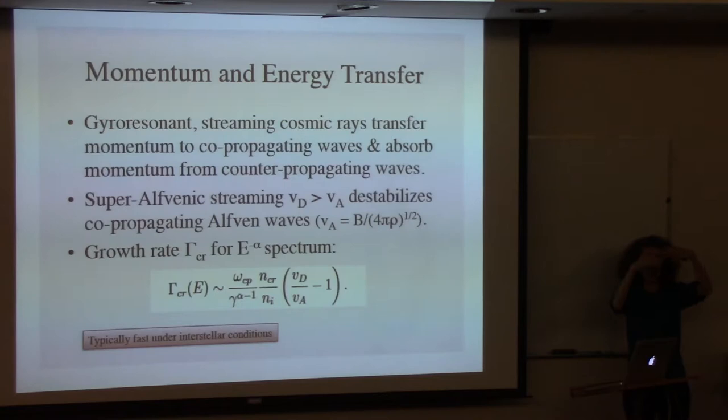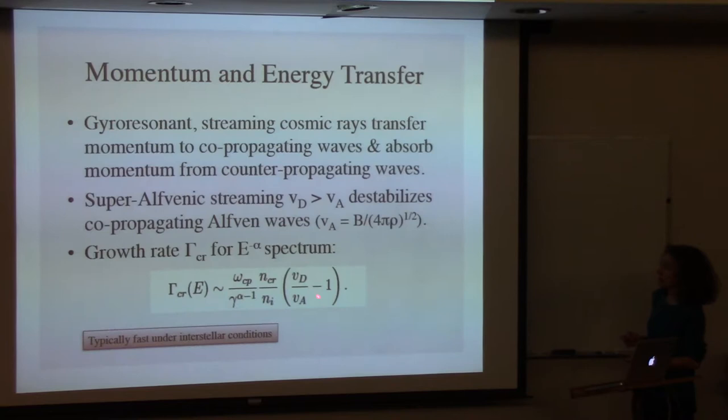And then here's this drift anisotropy factor. And even though the ratio of the cosmic ray number density to the ion number density is typically extremely small, the gyro frequency is fast.